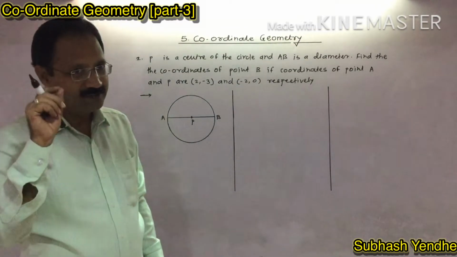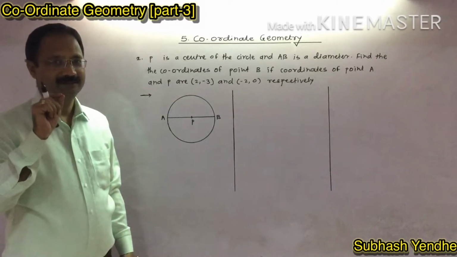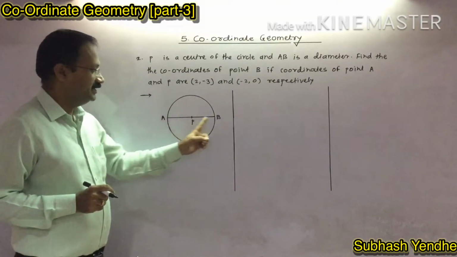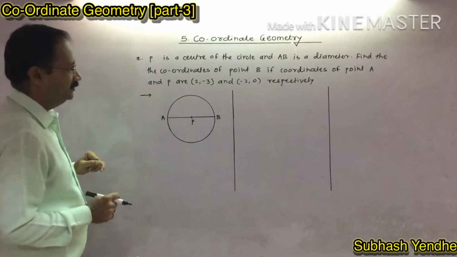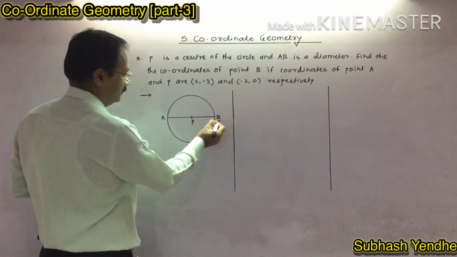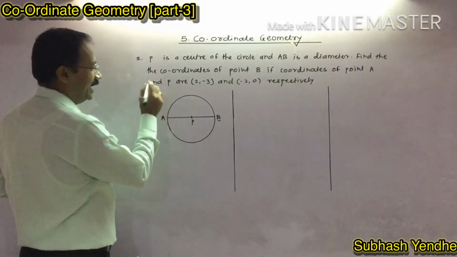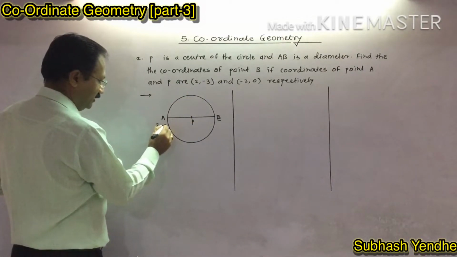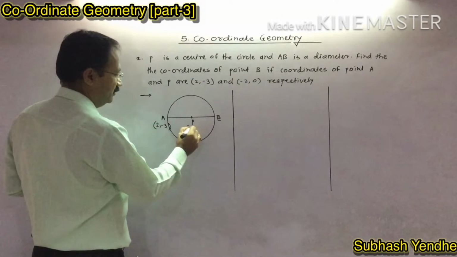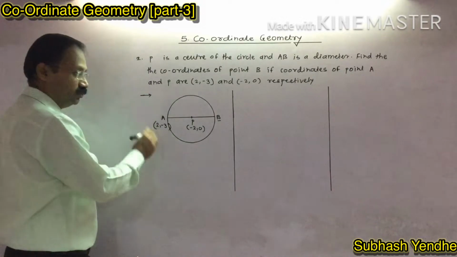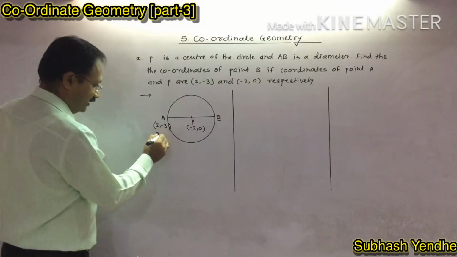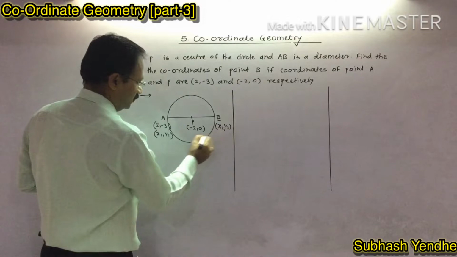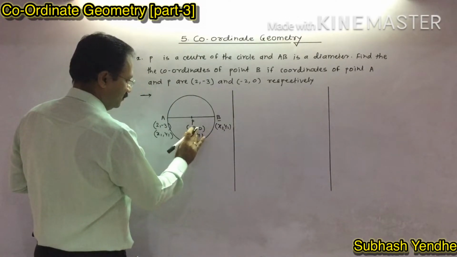Let's start with the second example of the midpoint. P is the center of a circle whose diameter is AB. Now in this one, you have to find the coordinates of point B, and the coordinates of A and P are given. A's coordinates are 2 and minus 3, and P's coordinates are minus 2 and 0. So I told you that A's coordinates are always x1 and y1, B's coordinates are always x2 and y2, and the midpoint's coordinates are x and y.